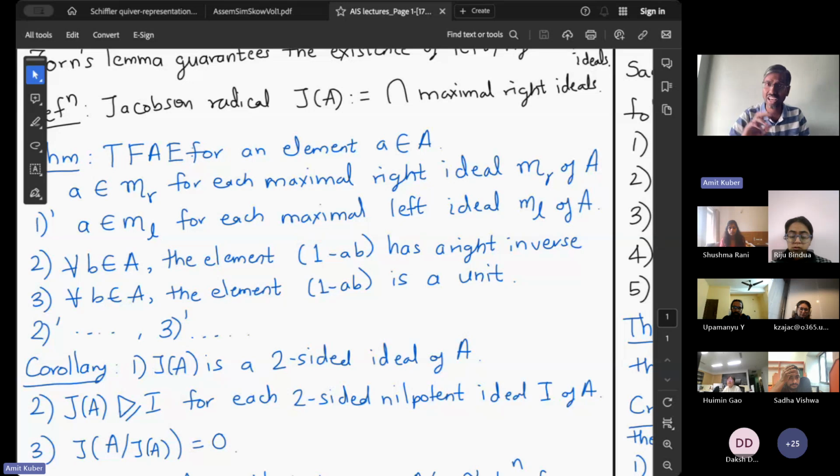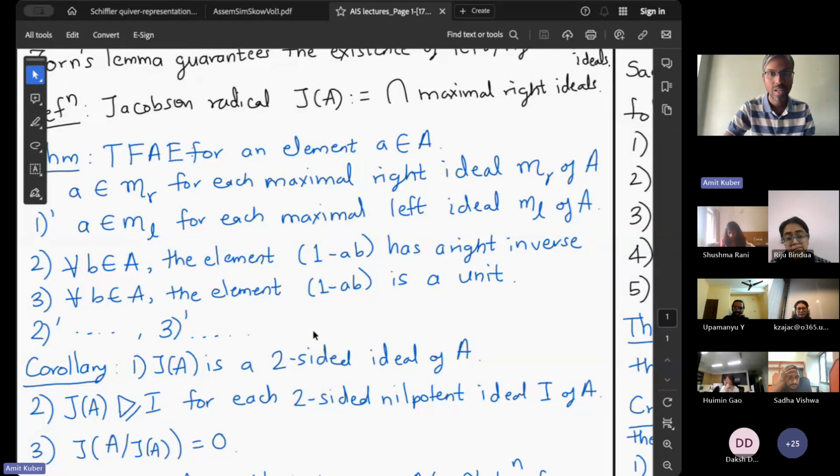Two-sided ideals are good because then we can take the quotient ring or quotient algebra. With one-sided ideals, we just have a set of quotients. What will be 3 dash? Because there is no left or right, we are saying just that the element 1 minus AB is a unit. So but then 3 dash. Yeah, you can still see some asymmetry in there. For all B, the element 1 minus BA is a unit. Okay. Yeah, not AB. So that's why I did not write that.